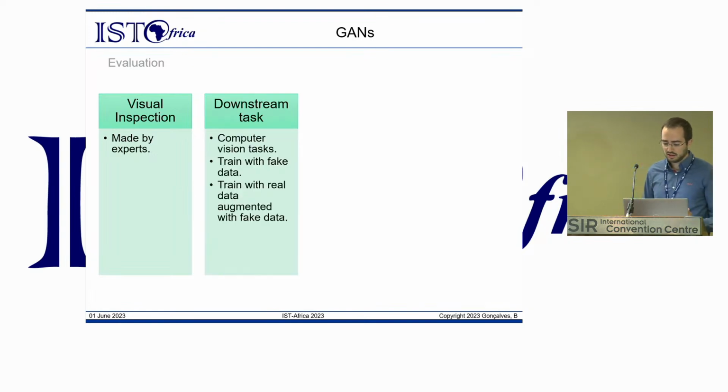There is another way to evaluate those data sets, which is to use a downstream task. For example, we take our synthetic data set and train another model for segmentation or classification and see the results, or we can add the synthetic data set to a real data set and see the effects on training for other tasks like classification or segmentation.